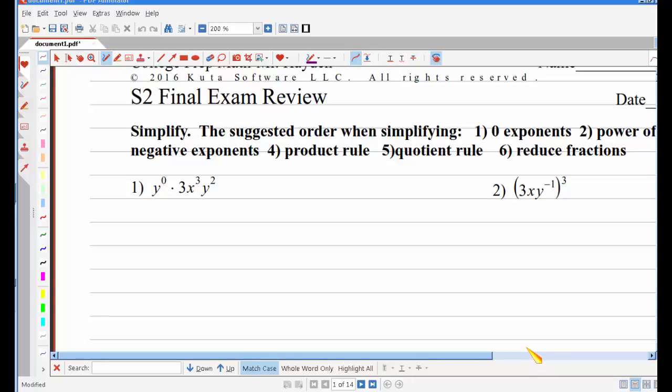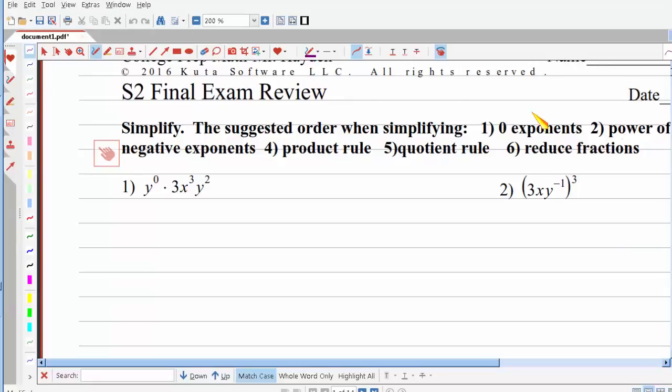Hi there, on this screencast I'm going to solve the final exam review problems for college prep math. Alright, number one and two, and I think a few of them after, are simplifying exponential expressions. So I have the order listed here of the steps in simplification that I always follow through with.